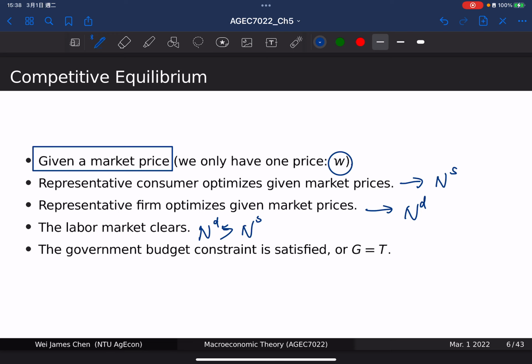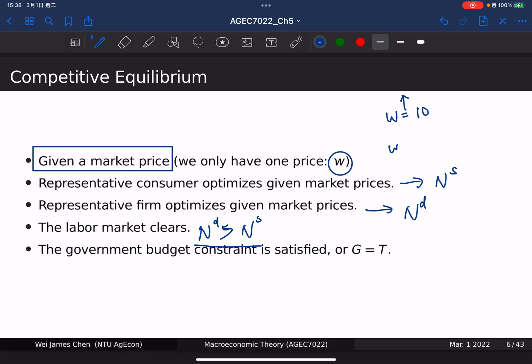Labor demand is greater than labor supply. That means the wage rate is too low, so not that many people want to supply their labor, while a lot of people want to demand that labor. So suppose you try wage rate equals 10, and you find that labor demand is greater than labor supply, then you need to increase the wage.